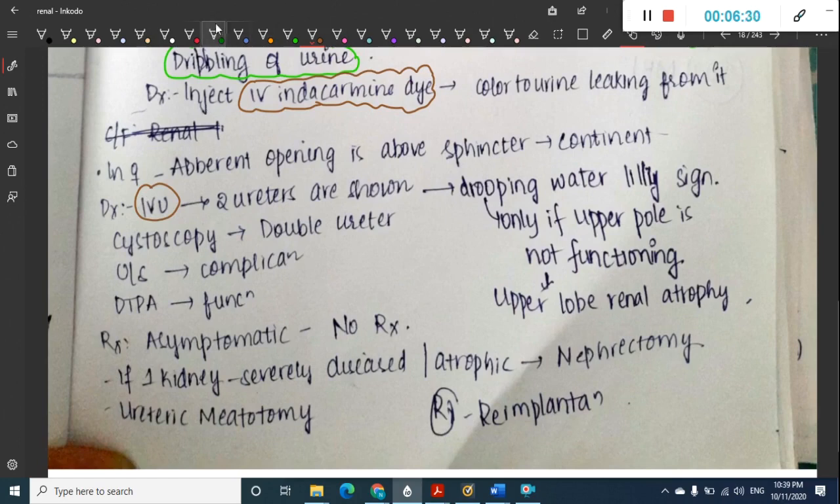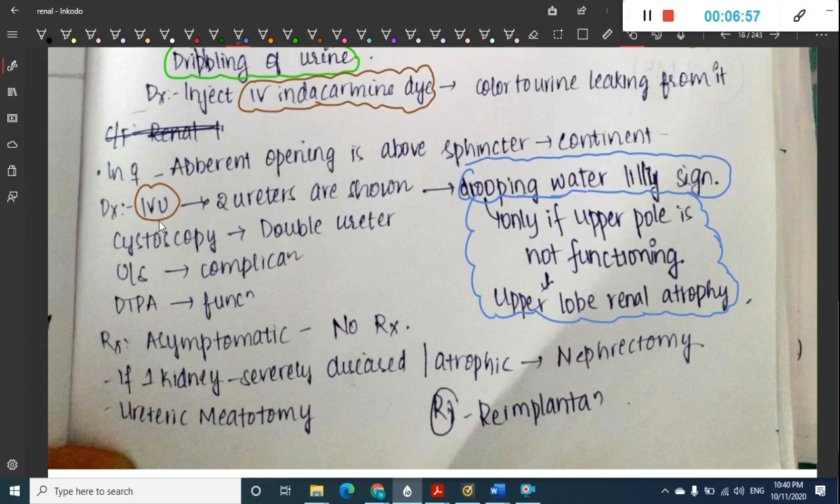In an intravenous urogram, two ureters are shown, which is called the drooping lily sign, which I have already shown you. The drooping lily sign will be shown only if the upper pole is not functioning. If the lower pole is not functioning, you will not see the drooping lily sign. I will show you in the picture, just a minute.